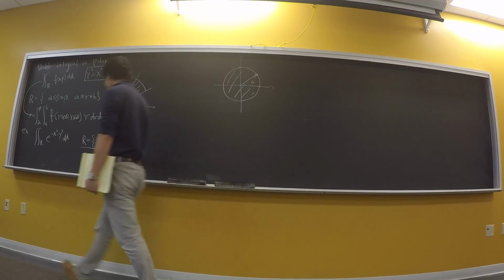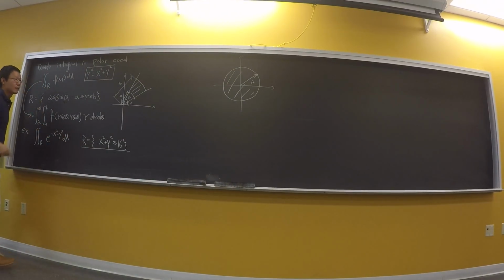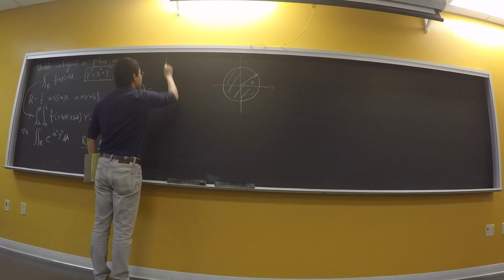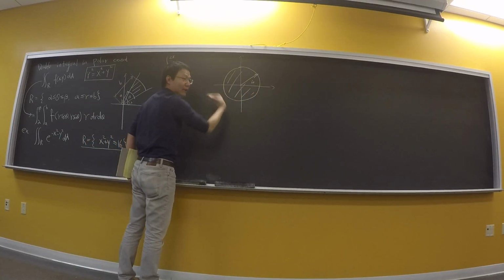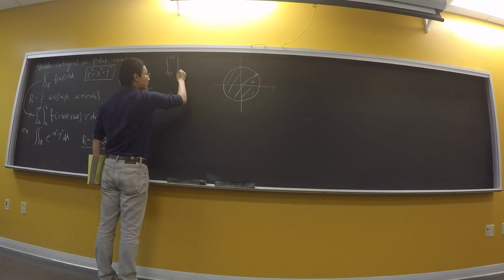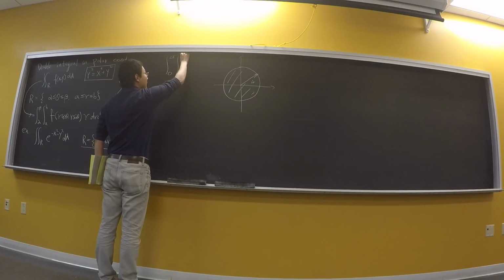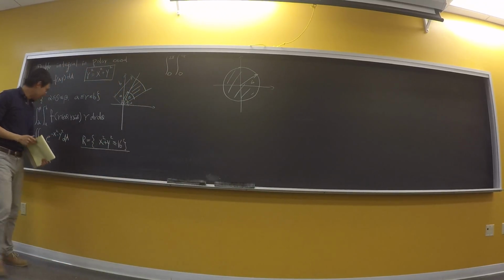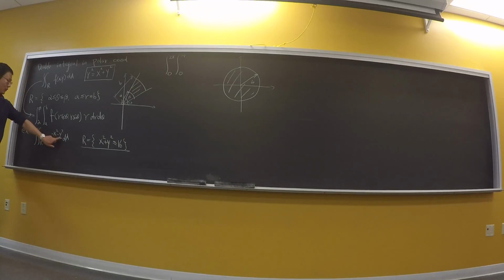If I want to identify this region as a polar region, the angle is going to vary from 0 to 2 pi. 0 to 2 pi will cover the whole plane. And the radius is going from 0 to 4. Then I need to switch from x, y to r and theta, and this is pretty simple.